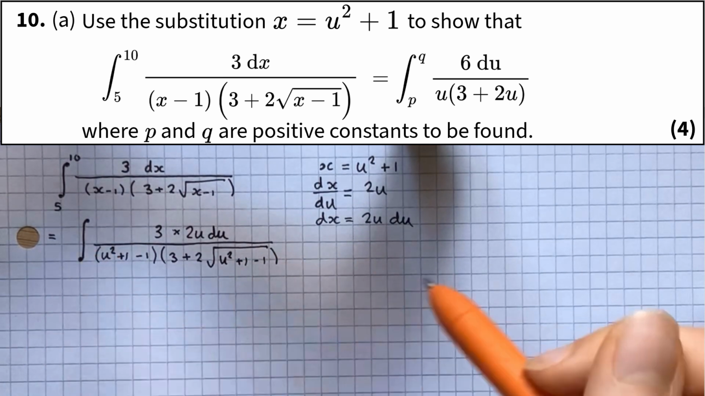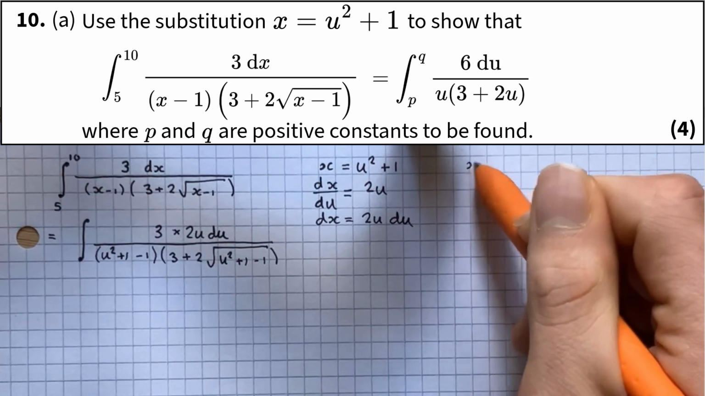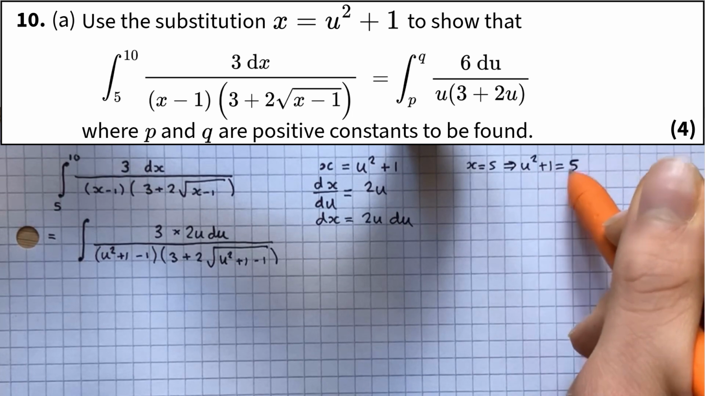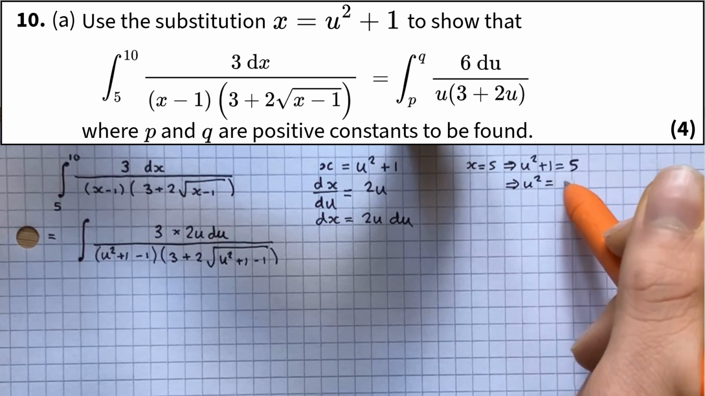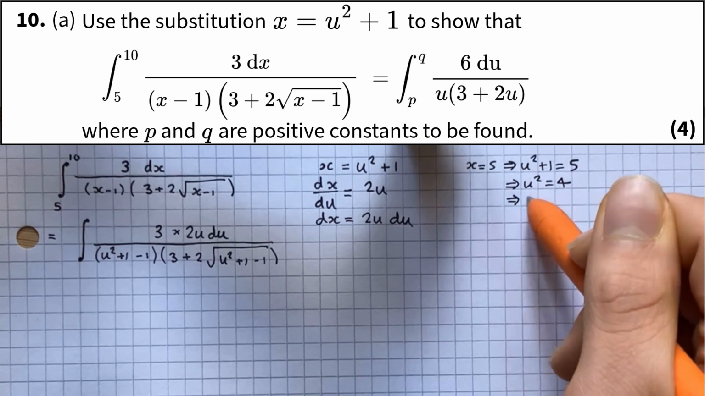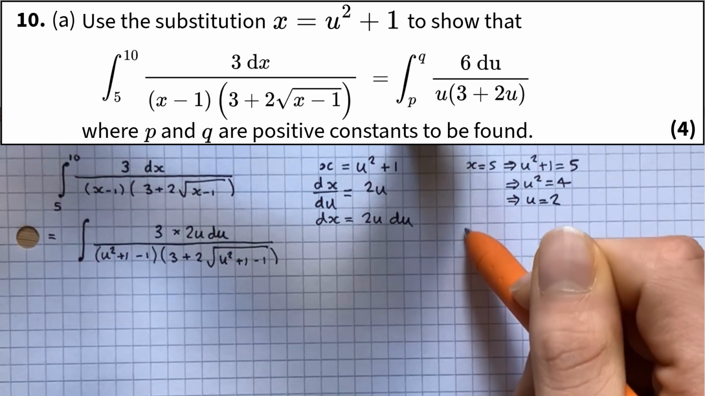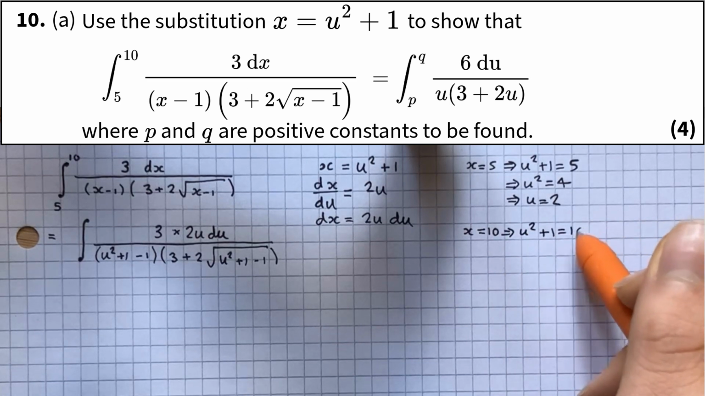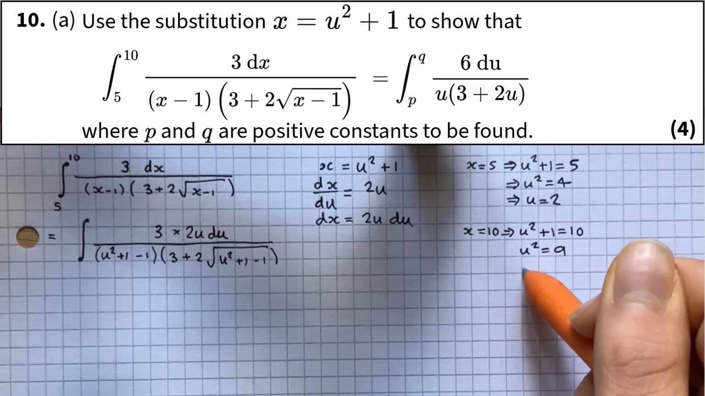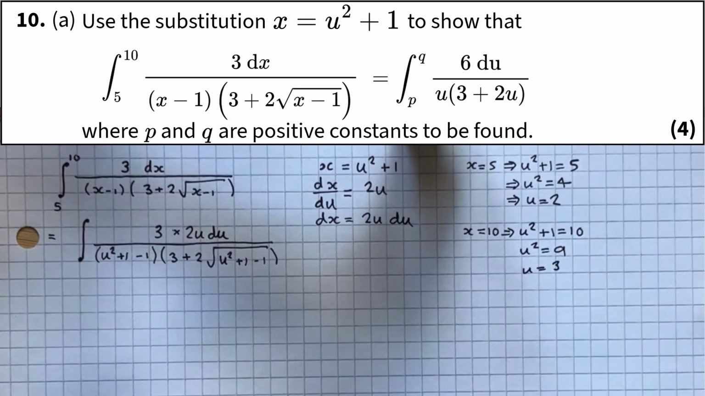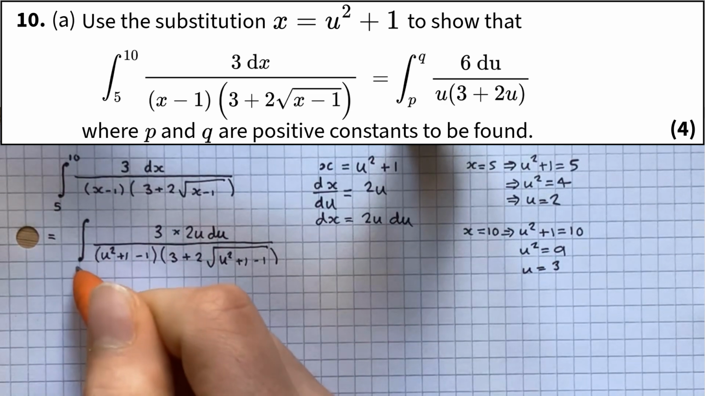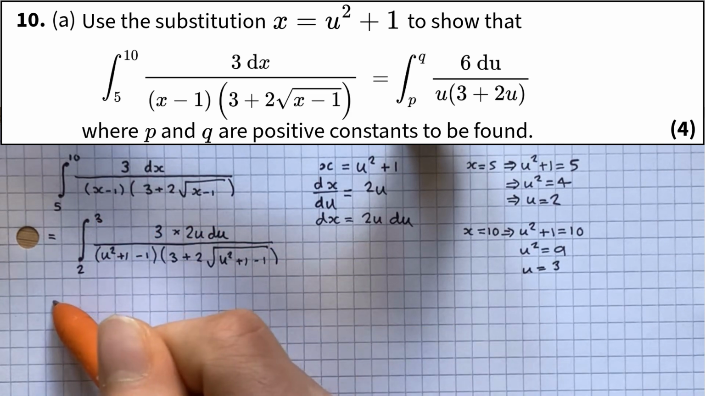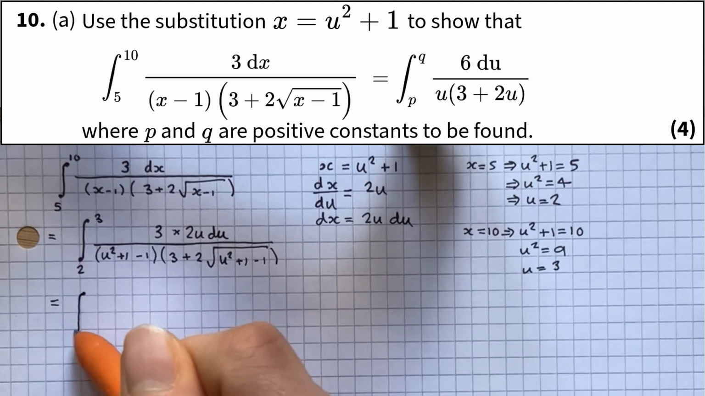You notice I've not done the limits yet, so let's do that next. The original integral in terms of x. So when the original integral limit is 5, then what's u squared plus 1? It must be 5. If we then solve this, we find that u is equal to 2. Similarly, if x is equal to 10, u squared plus 1 is also equal to 10, and therefore u will be equal to 3. I've chosen the positive square root. You could choose the negative one, but it would make things more complicated. So the limits are going to be 2 and 3 in my case.